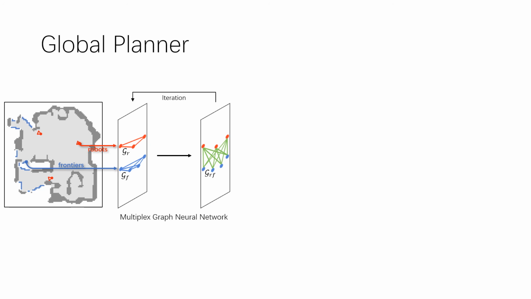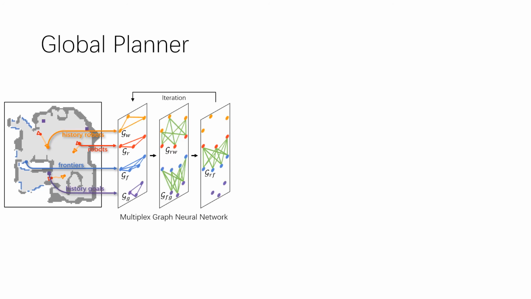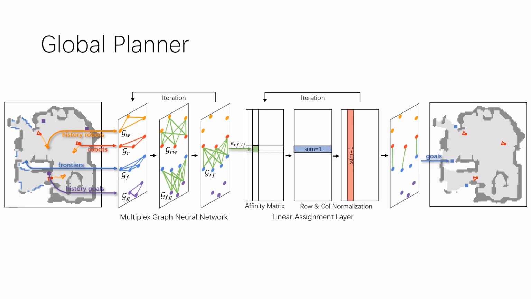between robots and frontiers. To encourage consistent robot movements and discourage the redundant traversal over explored regions, we further enhance the MGNN with two sets of new nodes, history robots and history goals collected in the past planning cycles. Then we obtain the affinity matrix by extracting the directed edge features in the MGNN, which is further solved by a differentiable linear assignment layer to obtain the goal position for each robot.